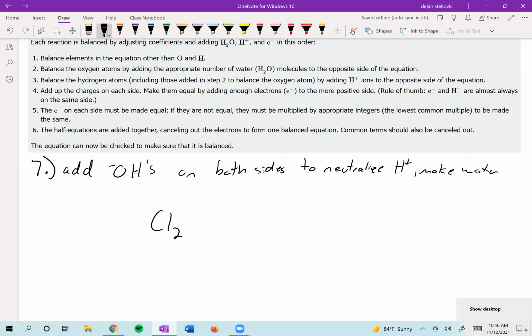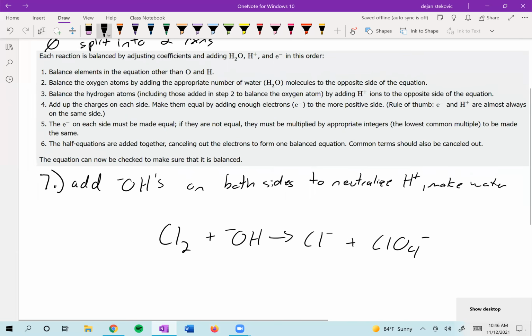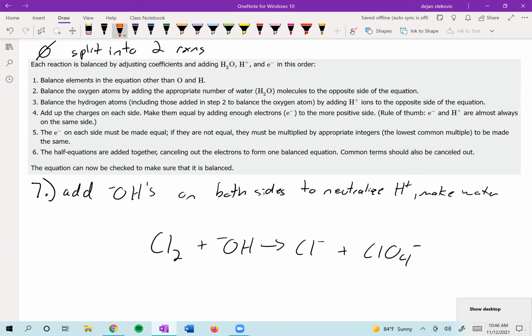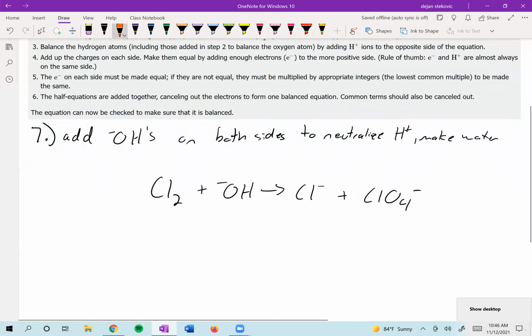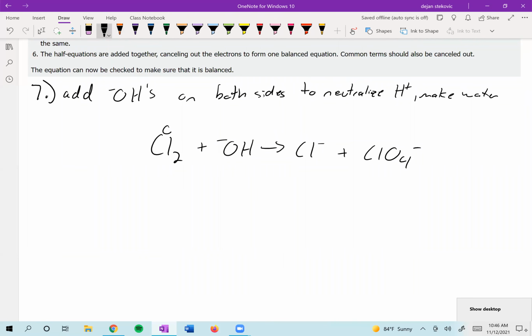So in this case, we have chlorine plus some hydroxide going to some chloride and some perchlorate. All right. So the first thing we want to do is split our equation into 2 reactions. So if we think about the charge here, the oxidation state on this chlorine is 0. On this oxygen, it's -2. On the H, it's +1. On this chloride, it's -1. On this chlorine in this molecule right here, it's actually +7. And then the oxygen is -2.